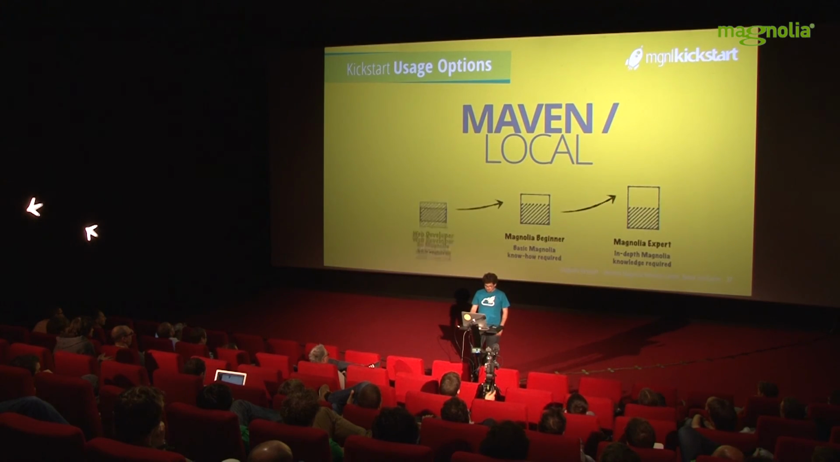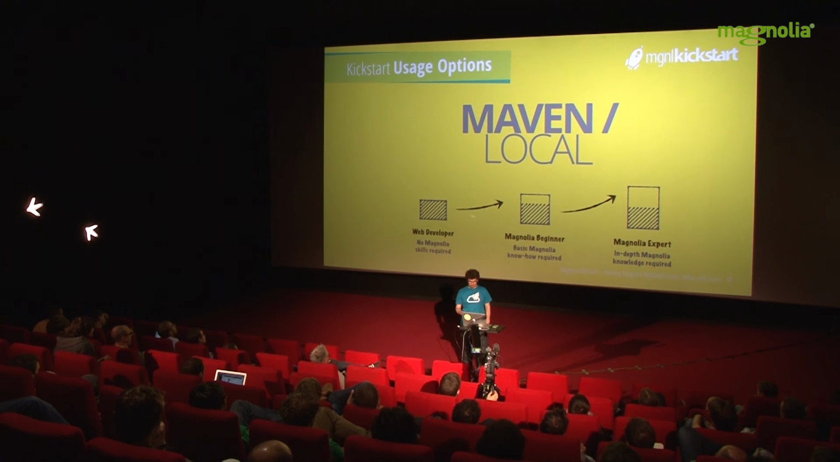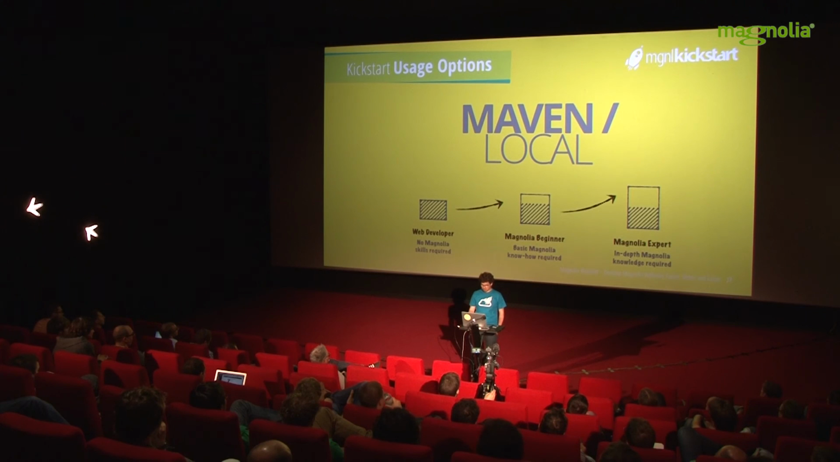locally. But we also realized that the setup is quite complex. The Maven installation and all that stuff works quite well for Magnolia experts, but it doesn't work so well for developers who are newcomers to Magnolia. We want to ease the entry barrier to get Magnolia. We want to ease this dramatically.